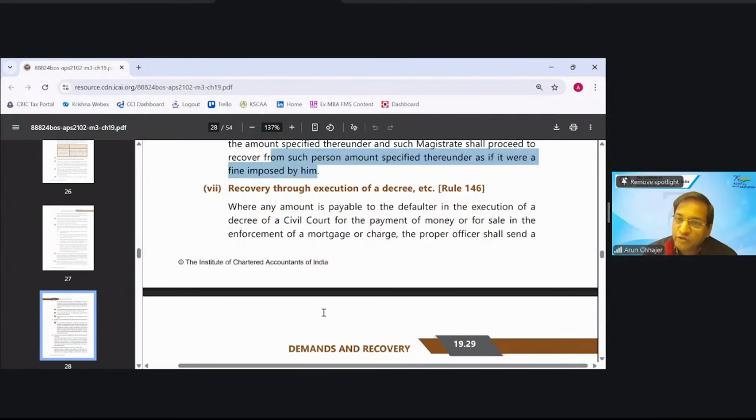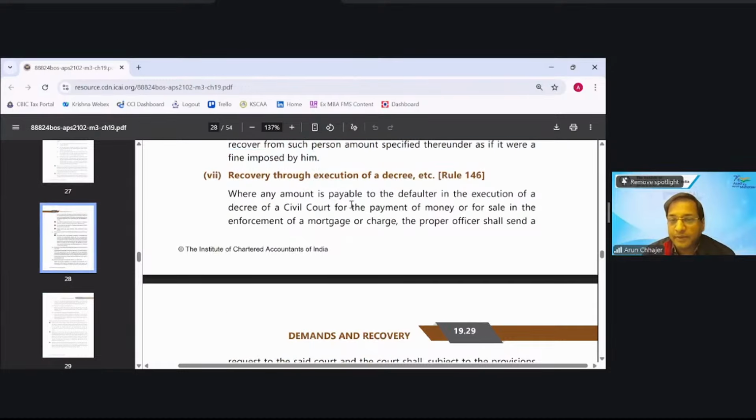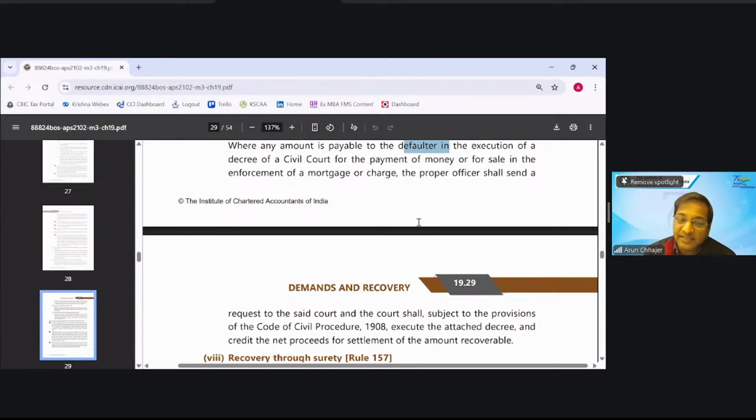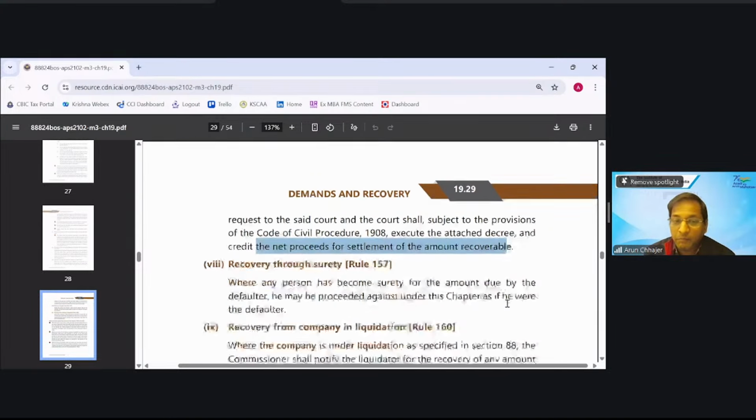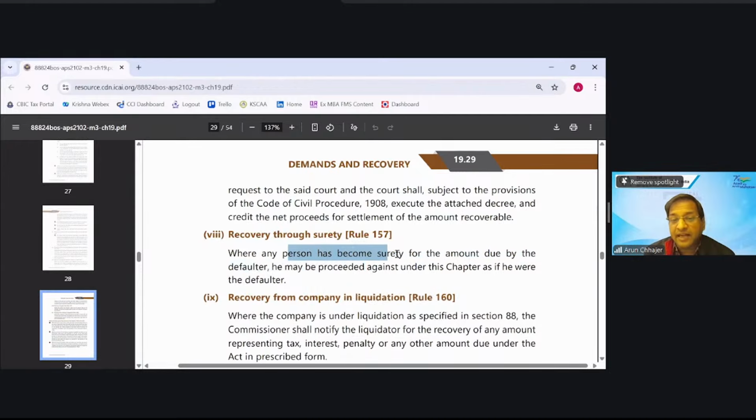Through the execution of a decree: where any amount is payable to the defaulter in the execution of a decree of a civil court for the payment of money or sale in enforcement of the mortgage or charge, the officer shall send a request to the court, and the court shall, subject to the provisions of CPC, execute the attached decree and credit the net proceeds in settlement of the amount recoverable. Surety: where any person has become the surety for the amount due by the defaulter, he may be proceeded against under this chapter as if he were the defaulter.